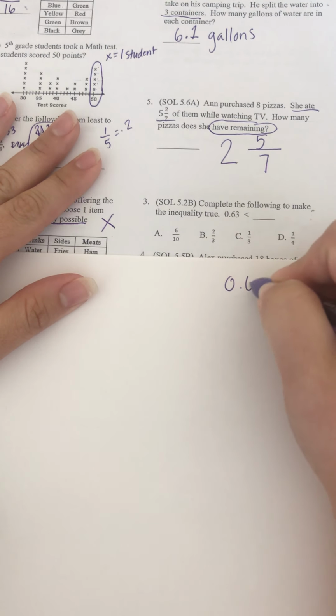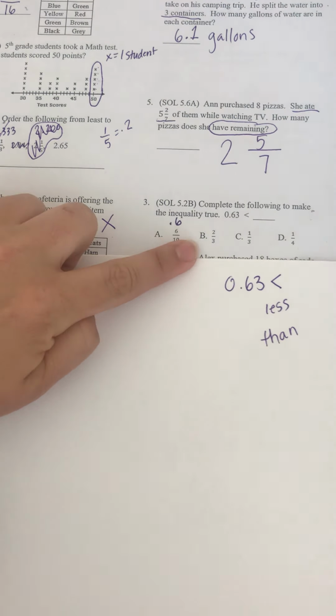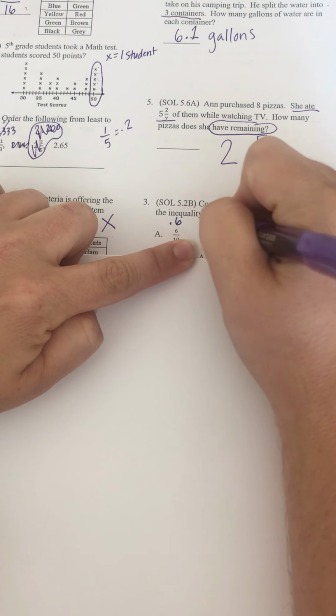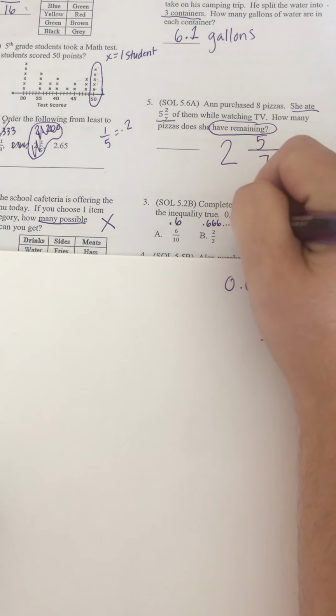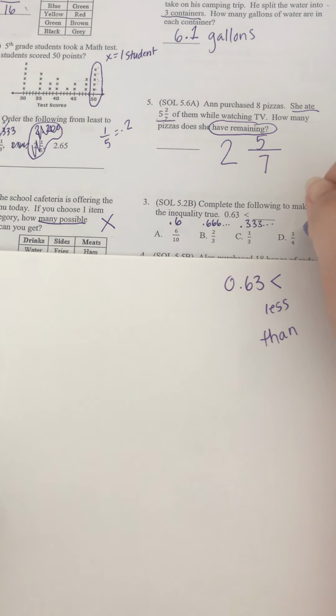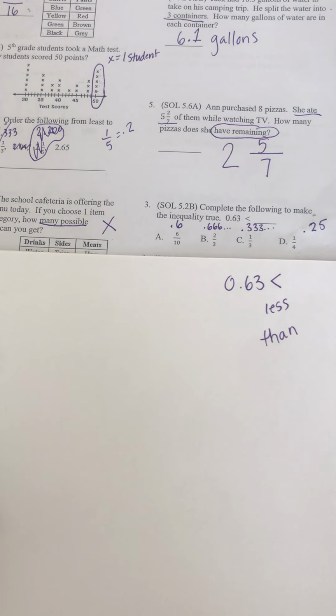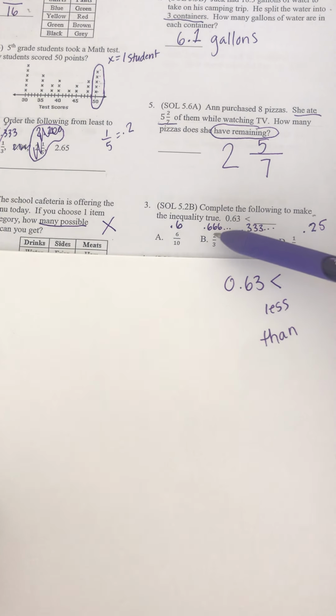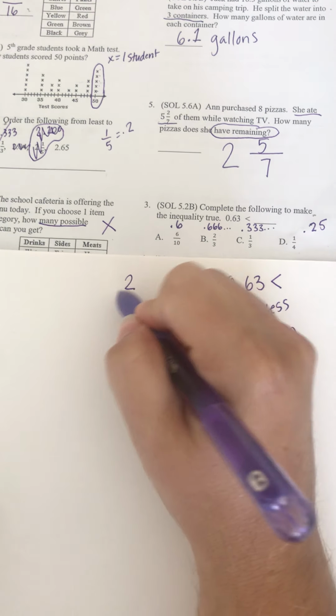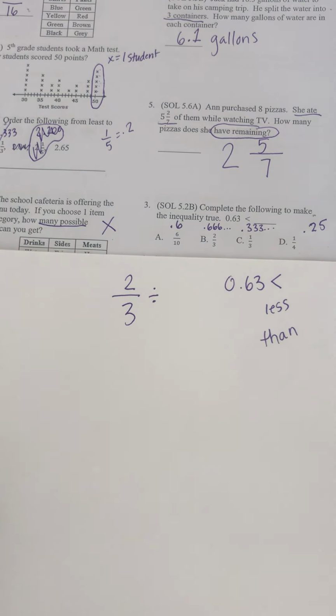We need to make the following inequality true. So this is saying that 63 hundredths is less than. This is a less than sign. Okay. 6 tenths, which I'm going to write like this. 2/3, which is 6, 6, 6 repeating. 1/3, which is 3, 3, 3 repeating, and then 1/4, which is equal to 25 hundredths. Okay, so now that we know what each fraction is equal to in decimal form, we can make the right choice. If you need your calculator to do that, what you would type in is 2 divided by 3. The fraction bar means divided by. It really is a division statement.